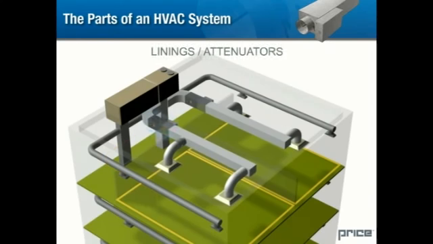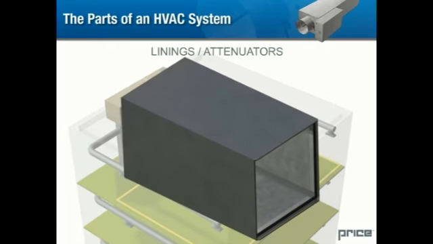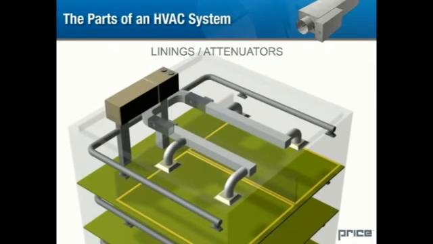Various types of linings are available to dampen noise within a duct. A short length of lined ductwork, called an attenuator, is often installed following the terminal unit to dampen discharge noise. Ultimately, the test of an HVAC system lies in its ability to deliver conditioned air to the occupant.